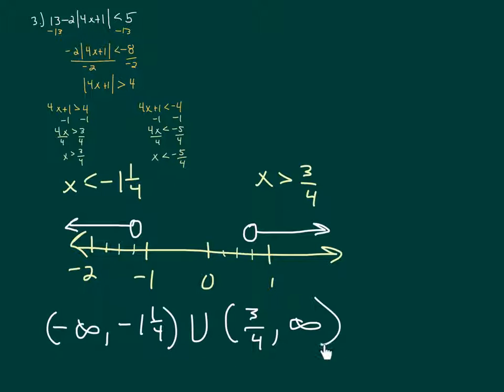Interval notation, again, since it's an OR, we're going to union two different notations, negative infinity to -1 and 1/4, parentheses because it's not included.